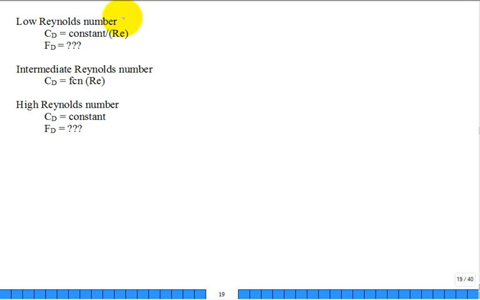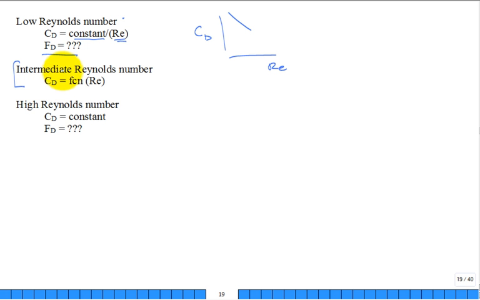When you have low Reynolds number flow, the drag coefficient is a constant over the Reynolds number. On a log-log plot, C sub D versus Reynolds number, it's a straight line down. How does the drag force vary then as a function of, let's say, speed of the flow? Well, let me do this. Let me jump down here.